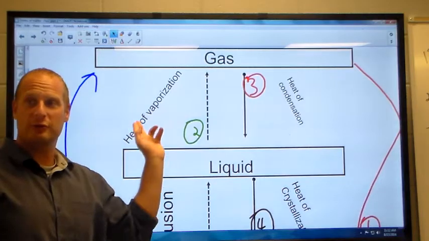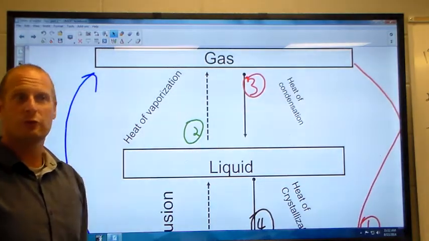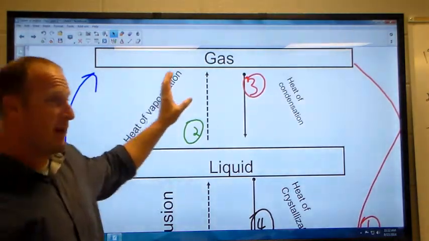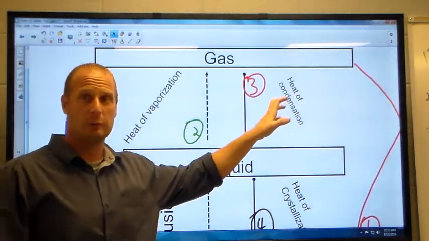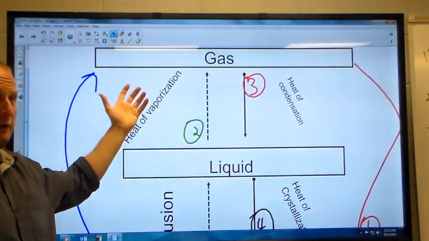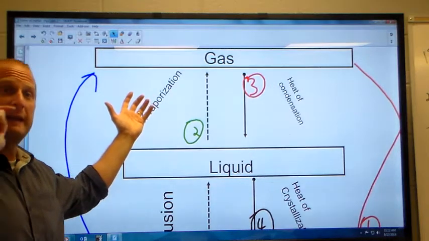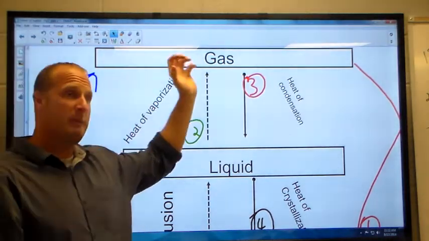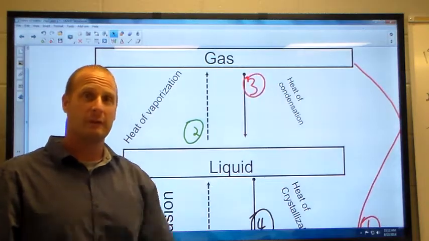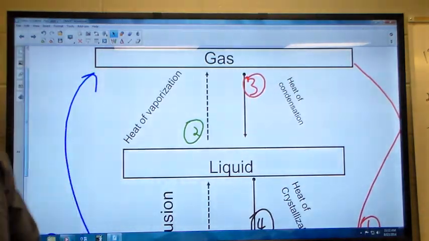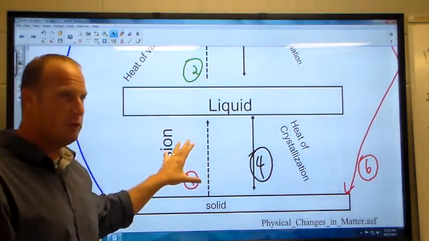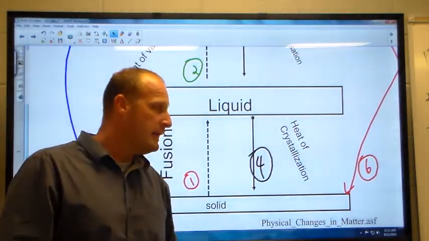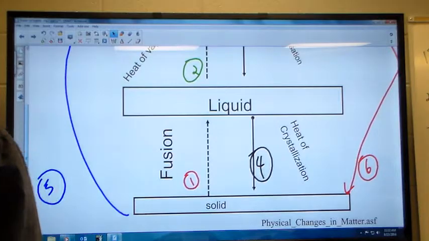Difference between the two values, yes or no? No, there's no difference between the values. They're the same values, such as if this is 5 kilojoules per mole, this would also be 5 kilojoules per mole. This would be a positive 5 kilojoules per mole, representing putting heat into the molecules. This would be a negative 5 kilojoules per mole, representing we're taking it out. That's heat of condensation. And so then the reverse of the heat of fusion, the reverse sign, would be called heat of crystallization. Heat of crystallization.